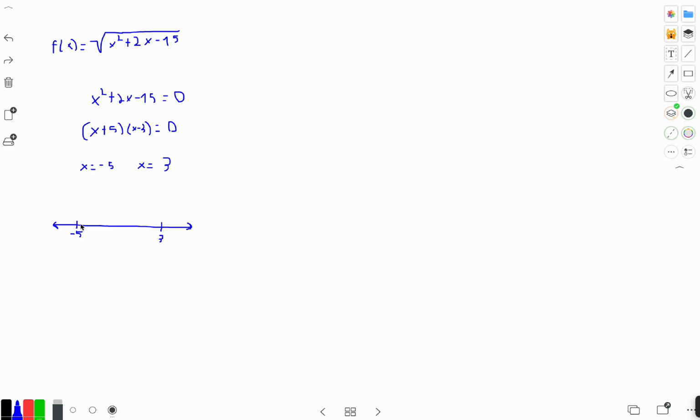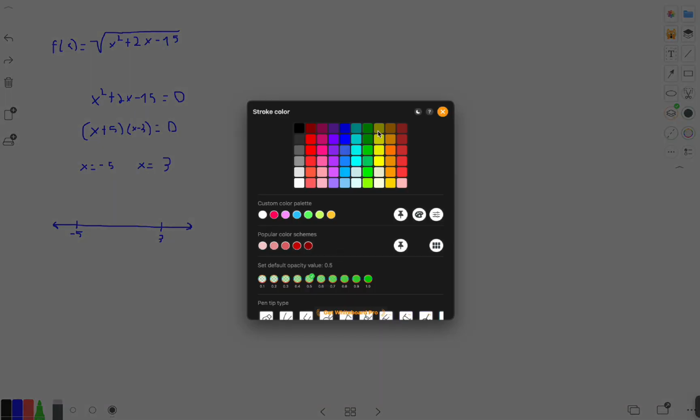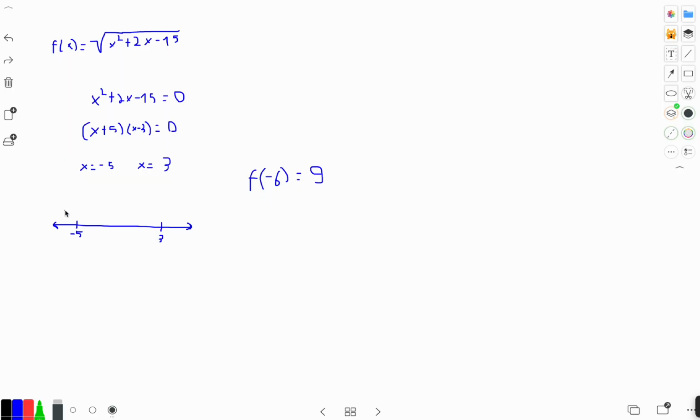So if we plug in a number less than -5, for example, let's plug in -6. So we're going to have f of -6. Let me plug this into my calculator just to make things faster. We have -6 squared plus 2 times -6 minus 15. We get 9. 9 is a real value, so we're going to have a check mark. That interval is going to get a check mark right here.